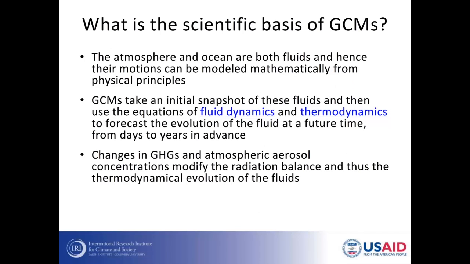Let's turn now to the scientific basis of GCMs. The atmosphere and ocean are both fluids, and hence their motions can be modelled mathematically from first physical principles. GCMs take an initial snapshot of these fluids and then use the equations of fluid dynamics and thermodynamics to forecast the evolution of the fluid at a future time, say from days to years in advance. Changes in greenhouse gases and atmospheric aerosol concentrations modify the radiation balance and thus the thermodynamical evolution of these fluids.